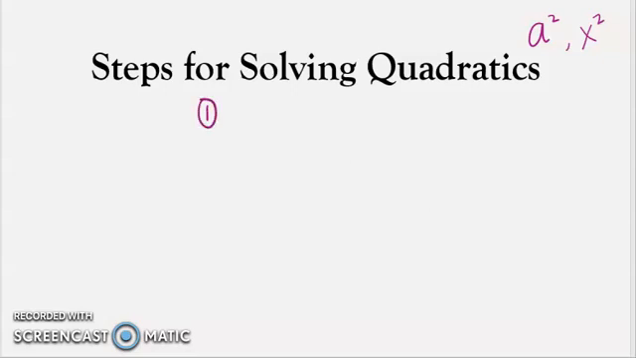So the first thing we have to do is solve the equation for 0. We have to make the equation equal to 0. The second thing we're going to do is factor. Now, this is the hardest step. We're going to do the easier versions of stuff right now, but factoring can get really complicated.